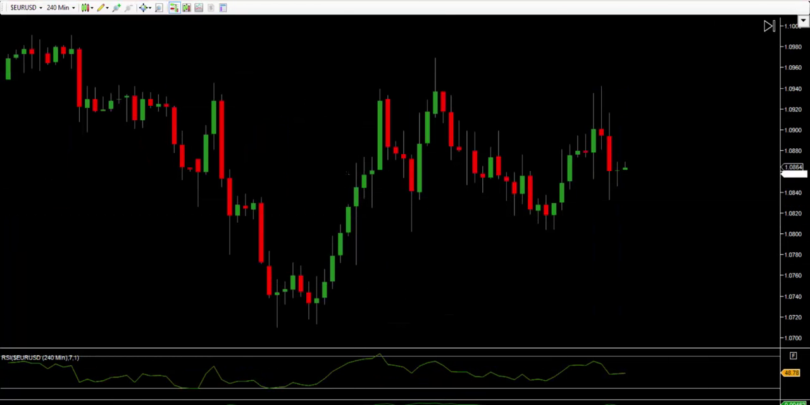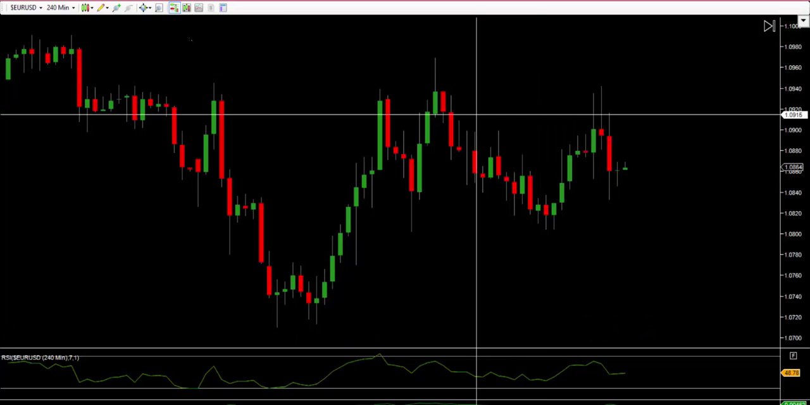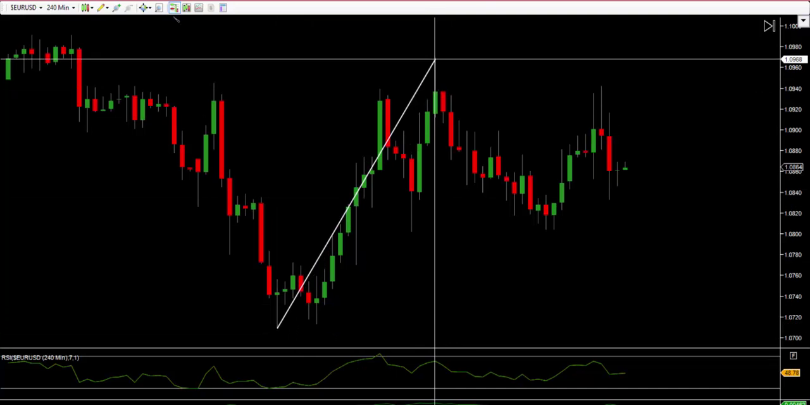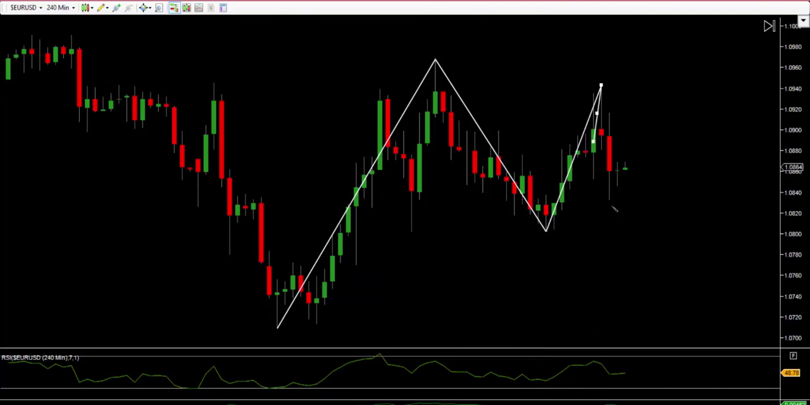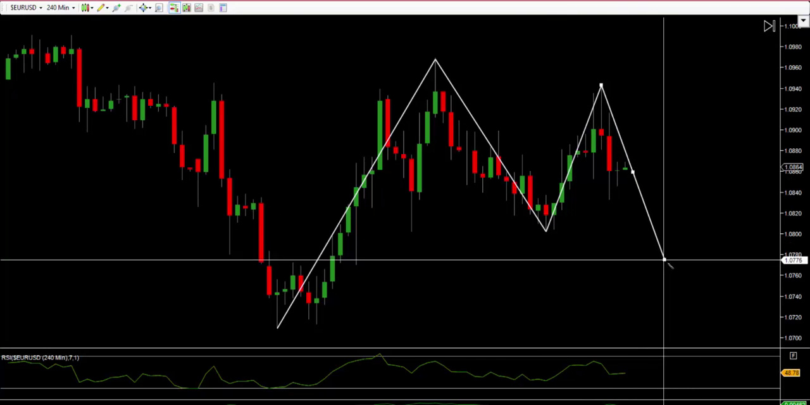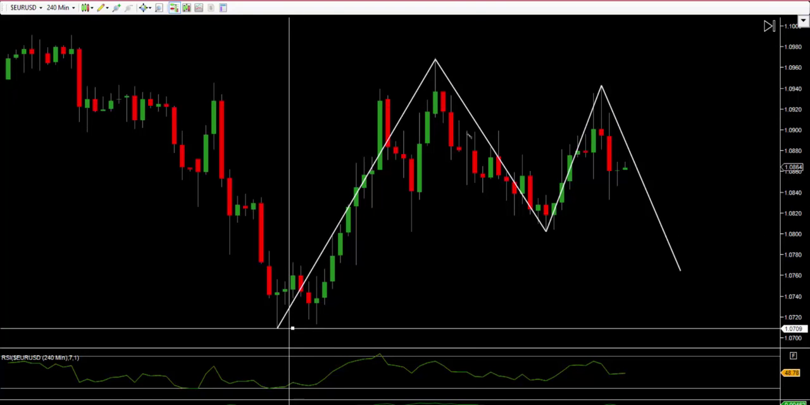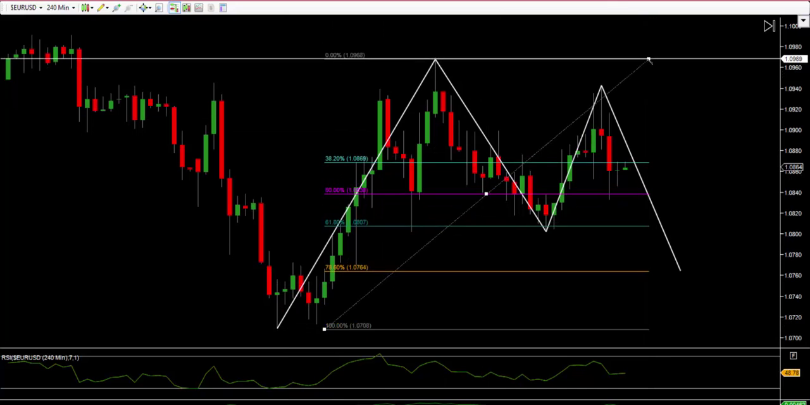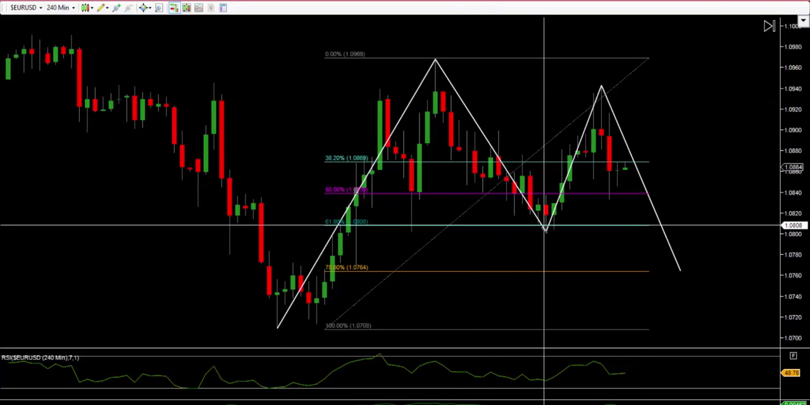As we drop down to the 240 chart, you'll see that we have a move up, swing high, swing low, swing high, and we're looking for a break of this level, having a swing low point. If you put the Fibonacci retracement tool on, we'll see that we have a retracement of the 0.618 hit.